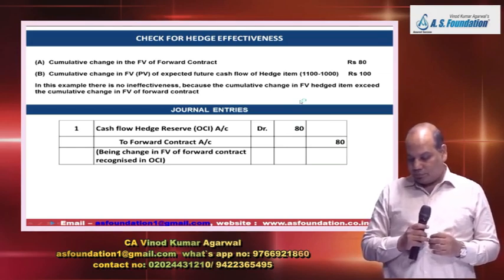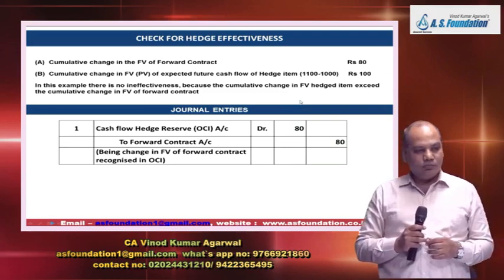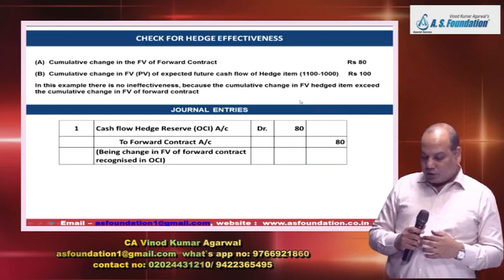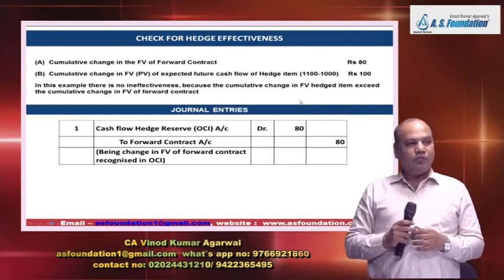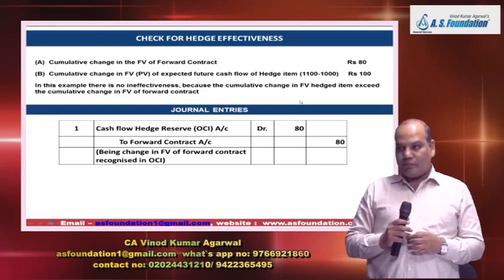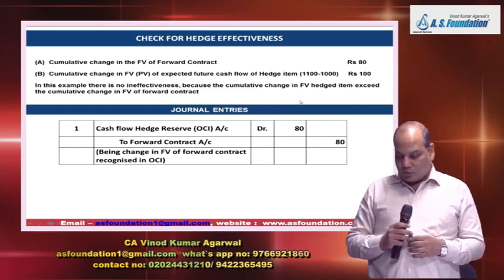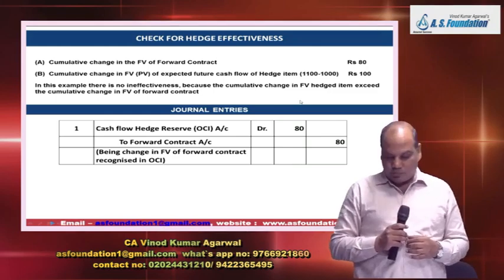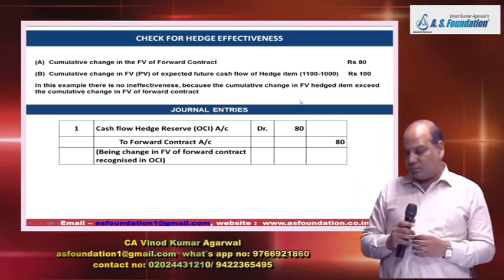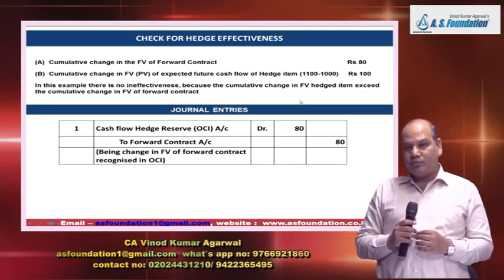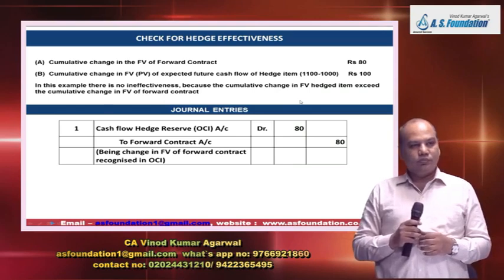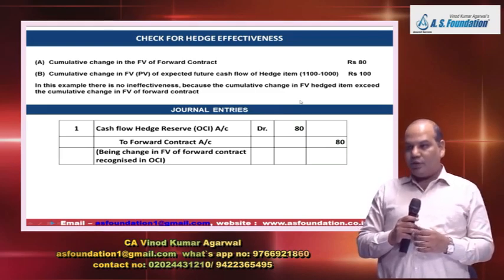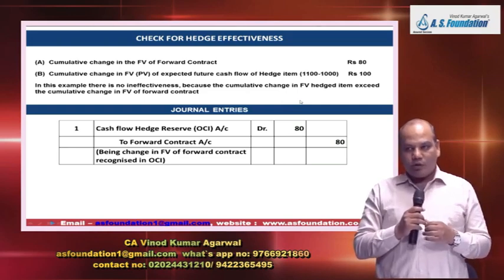Now write one note. In this example, write in detail, so that afterwards, when you read your answer, there is no confusion. In this example, there is no ineffectiveness, because the cumulative change in fair value of hedged item exceeds the cumulative change in fair value of forward contract.